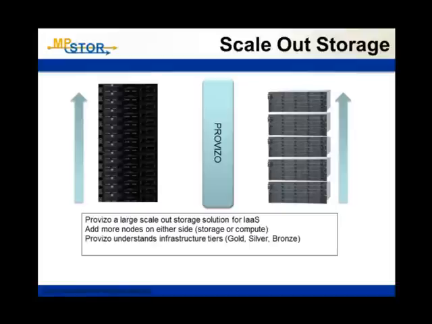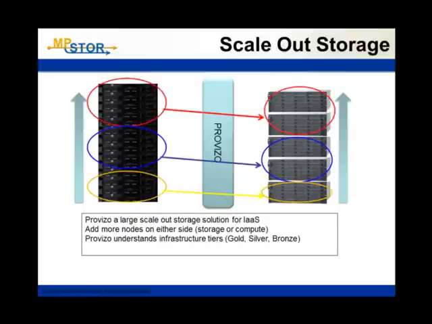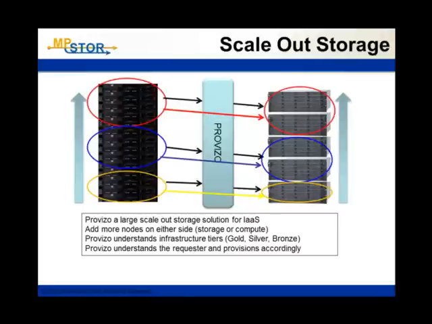ProVizo also understands the concept of infrastructure tiers. So I can set my tiers up as gold, silver, bronze. I can then understand the requests from those various tiers and provision the storage accordingly. This is a great benefit in setting service level agreements. You could have a gold service level agreement, and people who would provision from that tier would get gold quality, and silver and bronze accordingly.